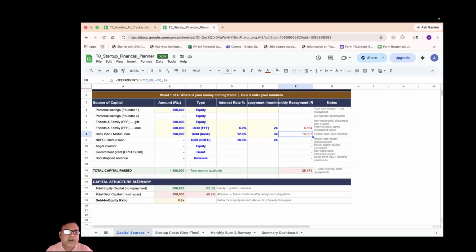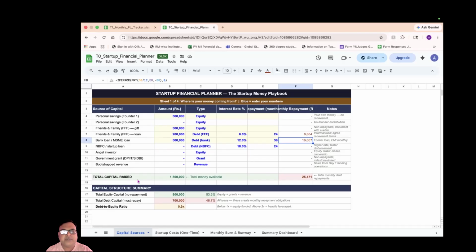Okay. Now, how do we start? It's very simple, right? The first tab that I've created here is the capital sources. Where is the money coming from? Okay. All the blue numbers that you see are the input values which you can give. Okay. And these red values use Excel formulas, and these are very simple formulas. We've already seen those. So let's see this.